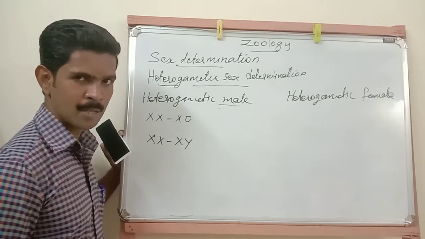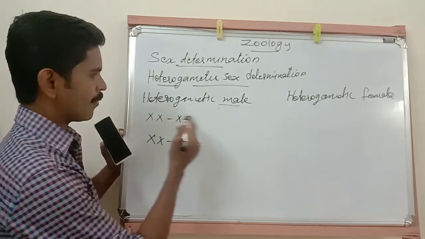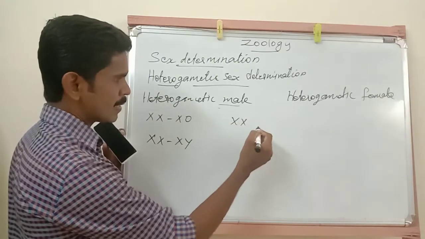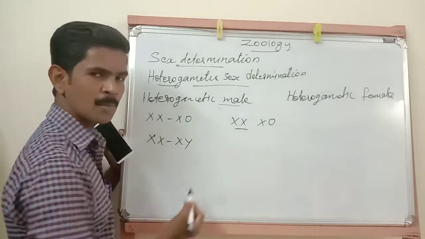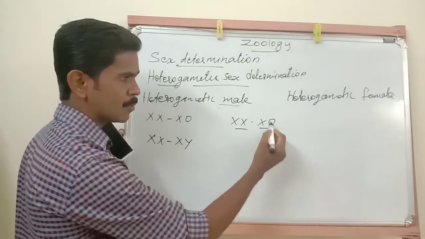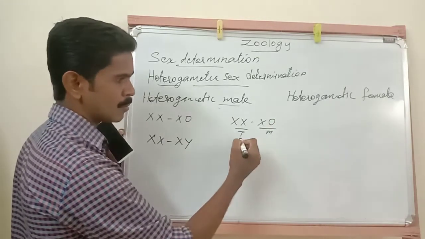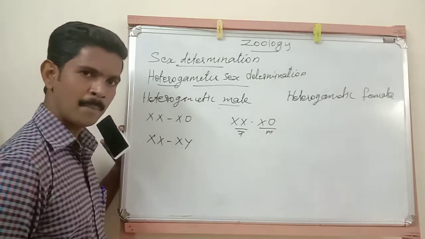Okay, two different types of sperms. So listen very carefully. See, XX-XO, isn't it? So this is the sex chromosome of female and this is the sex chromosome of male.